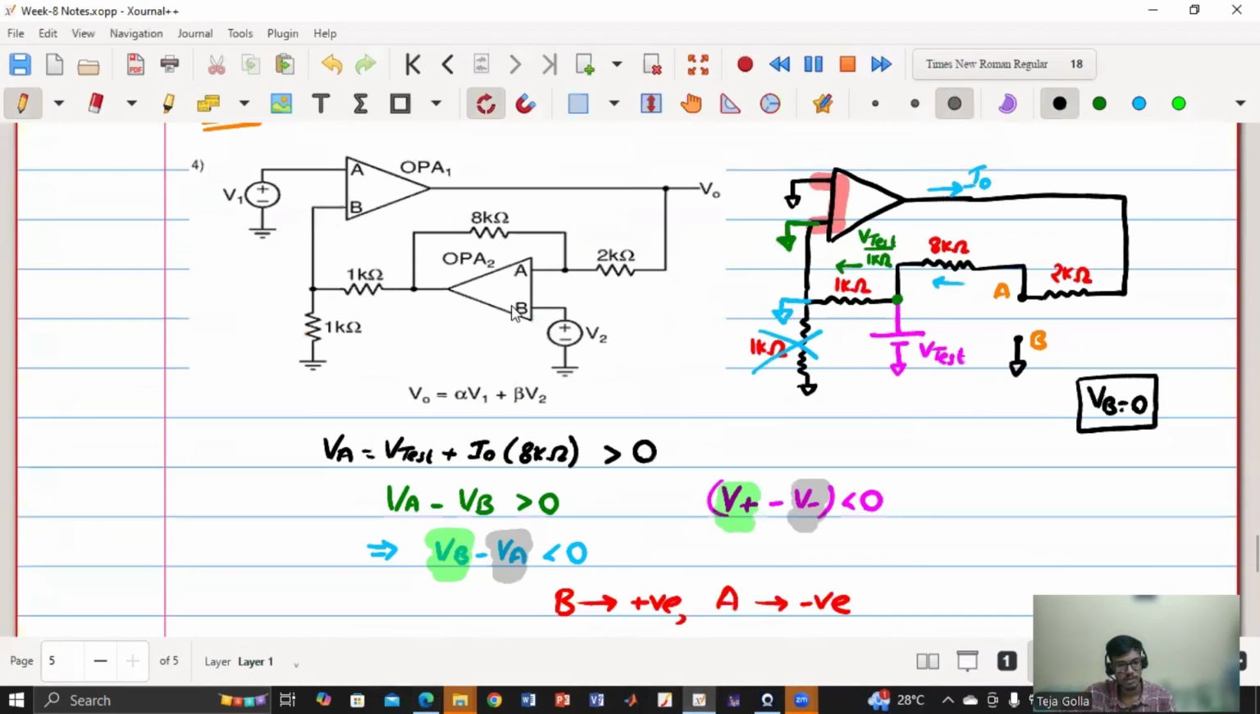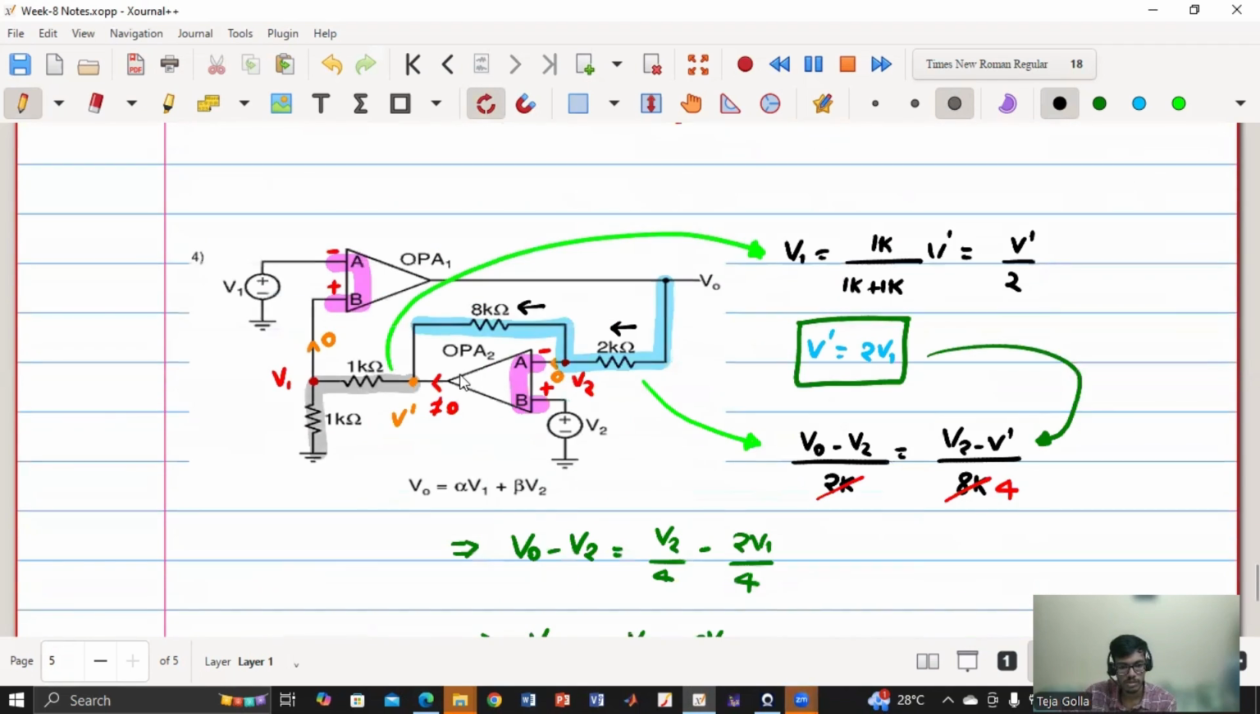Similarly, for calculating op-amp 2, we are free to assume this is in negative feedback because that's how it is connected. Even though we don't know the terminals, it is connected in negative feedback. So now we have found out this terminal. So now this becomes the overall circuit, how it is connected.